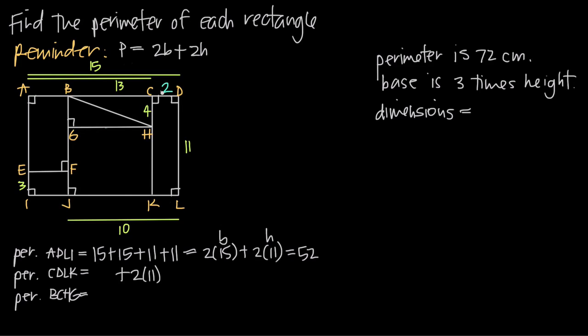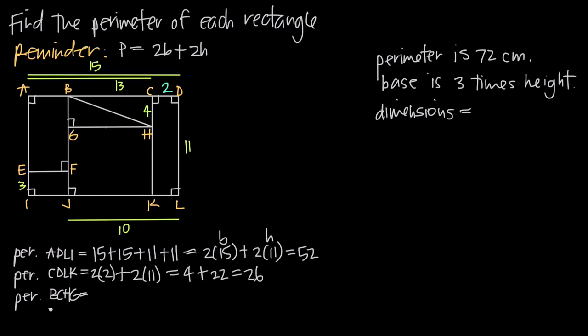So I can say that the length, or the base, of this rectangle is 2, and then I can plug that into my perimeter formula and say 2 times 2, the length being 2, multiplying that by 2 to account for the top and bottom of the rectangle to get the perimeter. So 2 times 2 gives me 4, so 4. 2 times 11 gives me 22, so I get 4 plus 22, or 26, as the perimeter of CDLK.